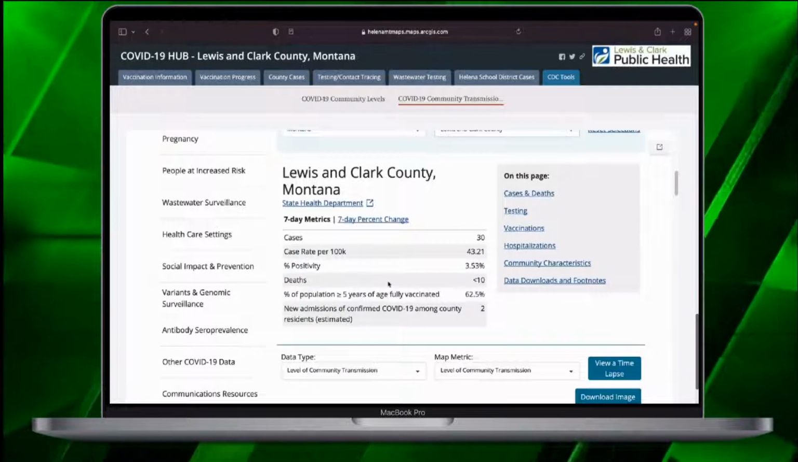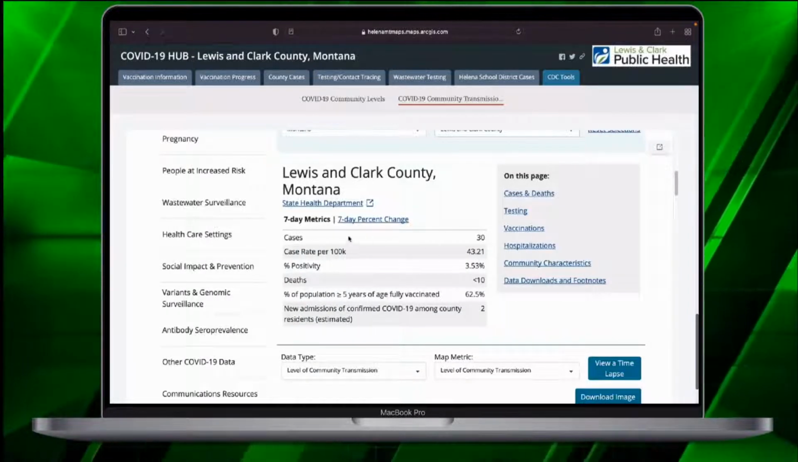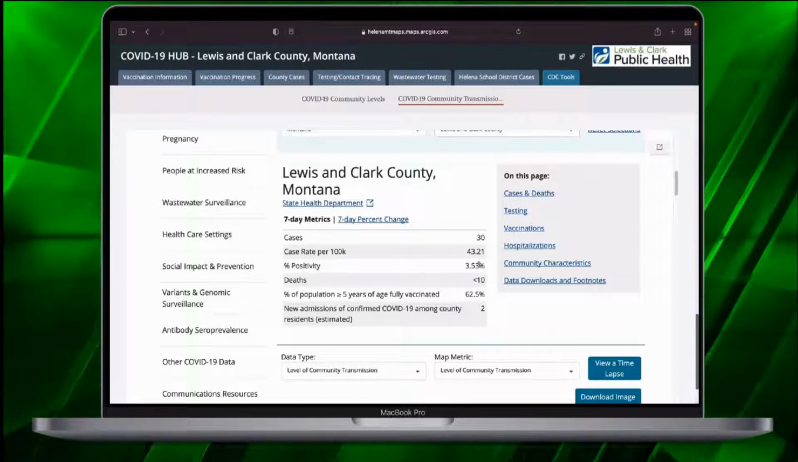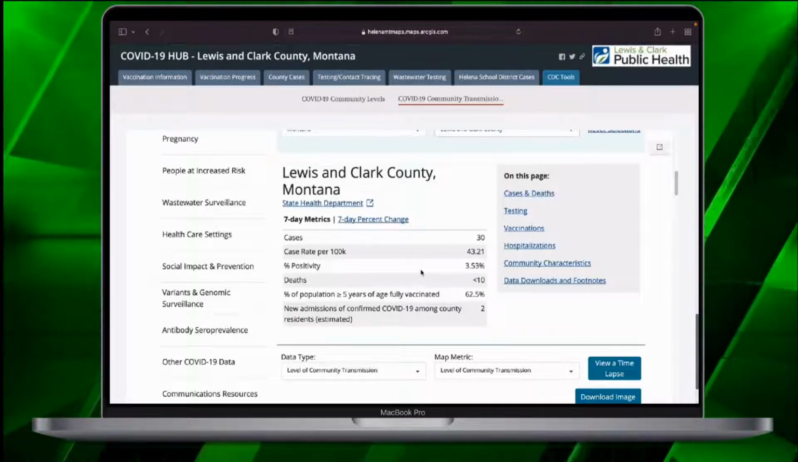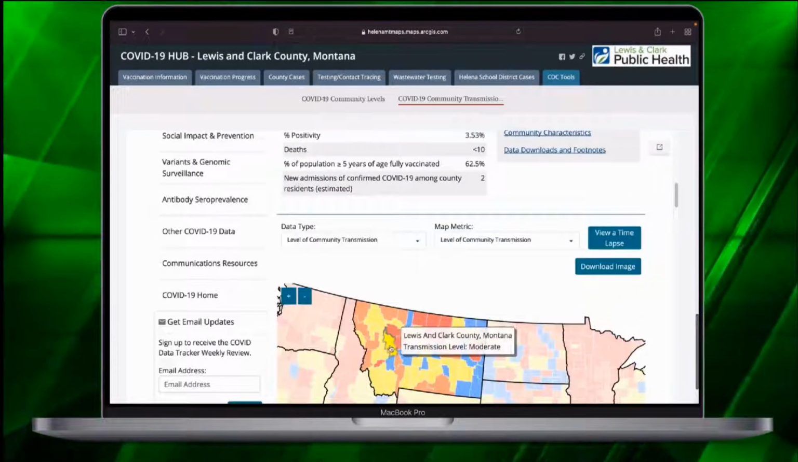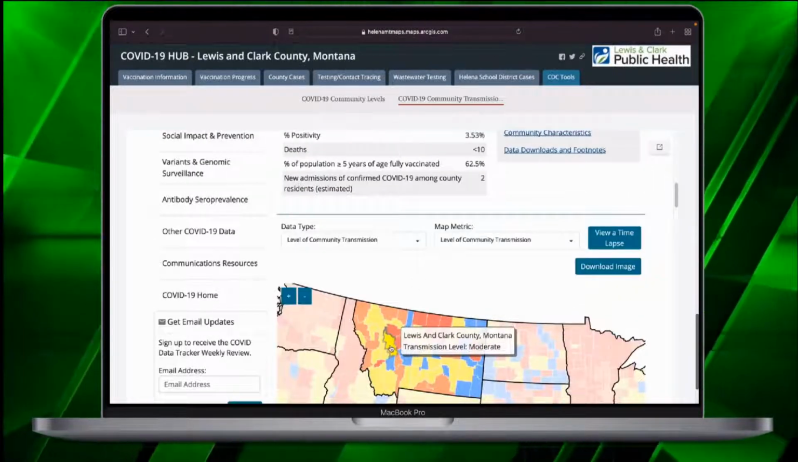Basically, we're going to take a look here. Our 7-day metrics: cases have been 30 in the last 7 days. Positivity rate, look at that, 3.53%. So that is a really good positivity rate. We'll come down here and we can see our level of community transmission is moderate.